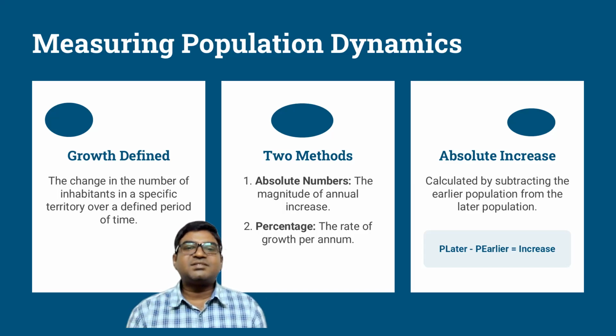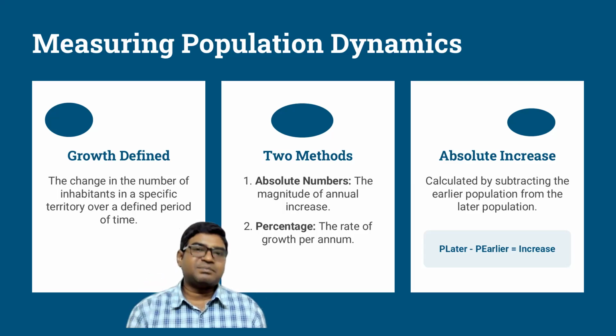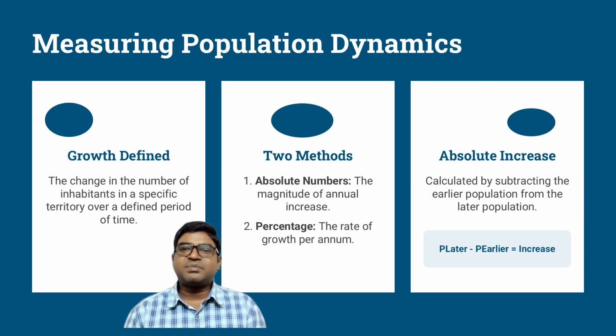Now, how do we check these numbers? One is the absolute number method, where the magnitude of the annual increase is taken. After that, we rate the growth percentage per annum. So, the absolute number and the percentage. These are the two methods of knowing how much the increase is. The absolute increase is the later year minus the previous year.